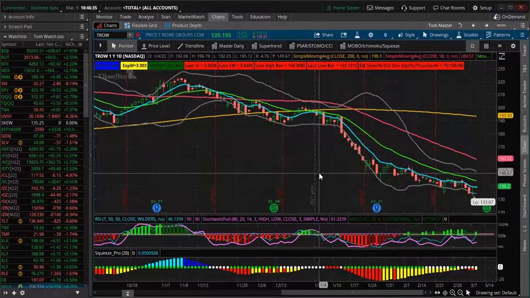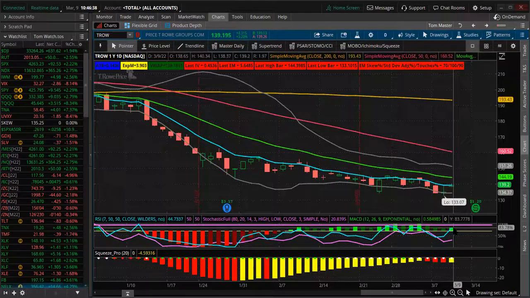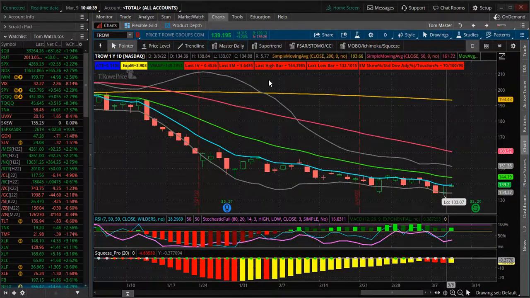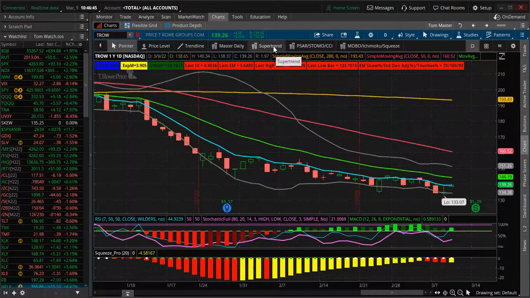As we take a look here at that T-Rowe price again, MACD may be making a move. Not sure who Mike is entering, but we'll let Mike in.